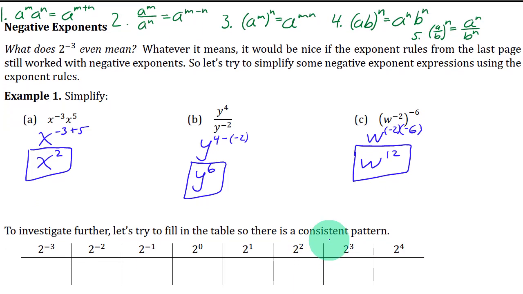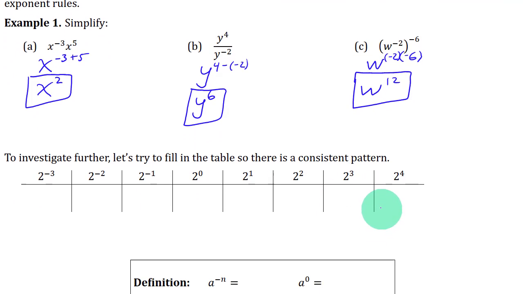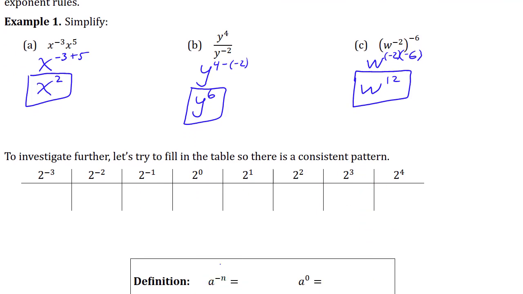So let's look at this from another angle now. We're going to figure out what a to the negative n means here, but to understand it better, let's fill in this table so that there's a consistent pattern. So I'm going to start with the ones that we know. Like 2 to the power 1, that just means 2. 2 to the power 2 means 2 times 2, which is 4. 2 to the power 3 means 2 times 2 times 2, which comes out to 4 times 2 is 8. So this is 8.